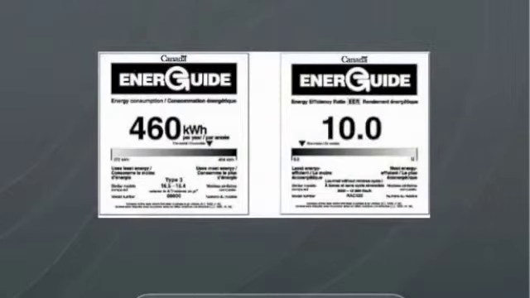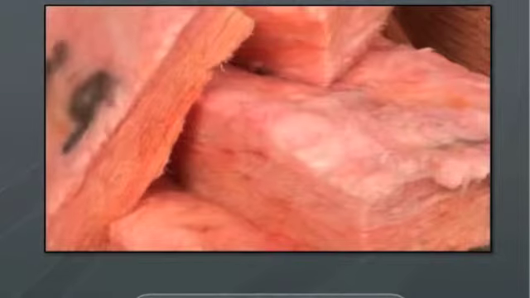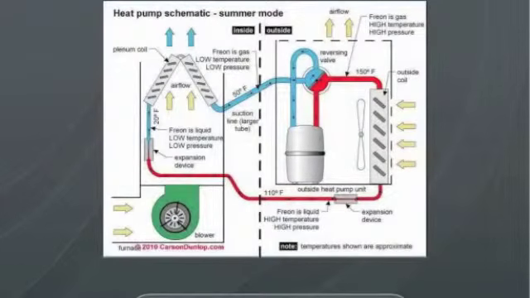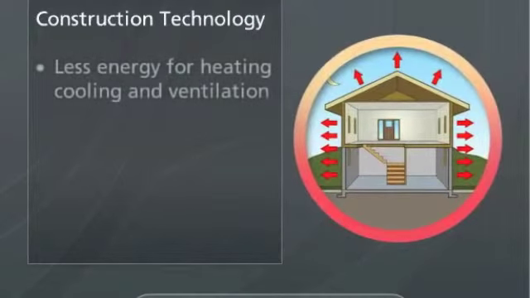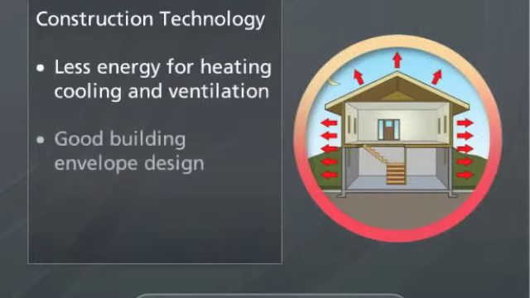Energy efficiency is mainly about using less energy to provide the same service, but it can also be about providing more services for the same energy input. When it comes to construction technology, energy efficiency is focused on using less energy for heating, cooling, and ventilation needs through good building envelope design that keeps the heat in, and by using highly efficient equipment to supply those loads.